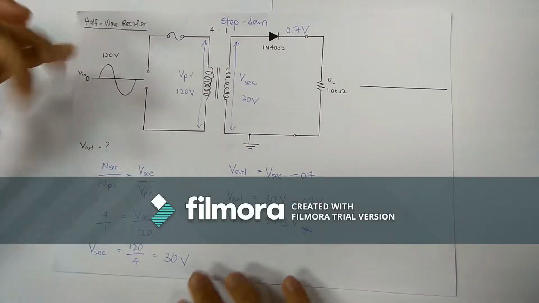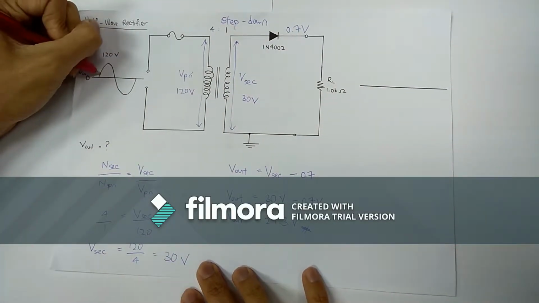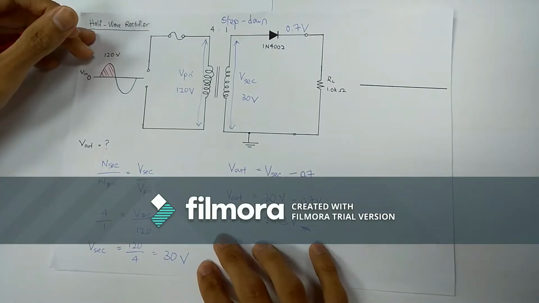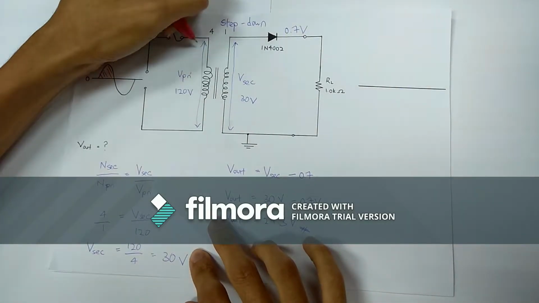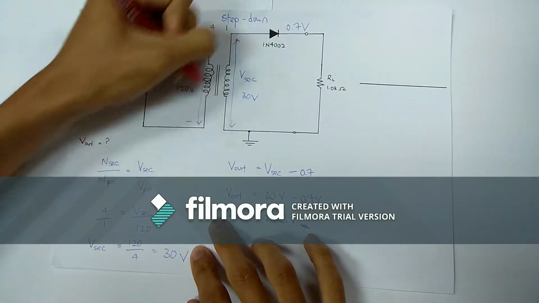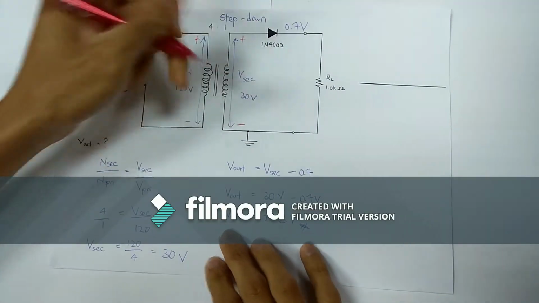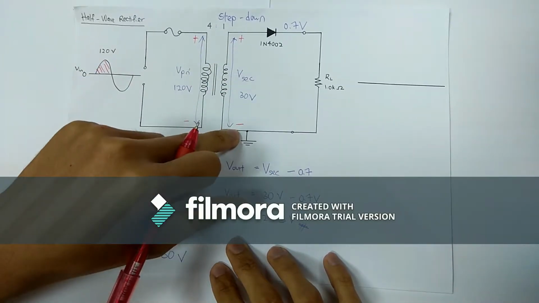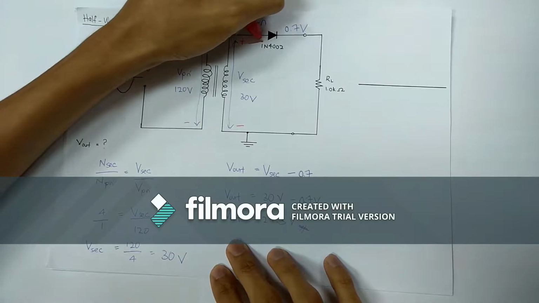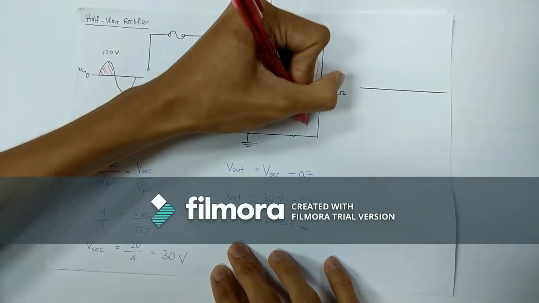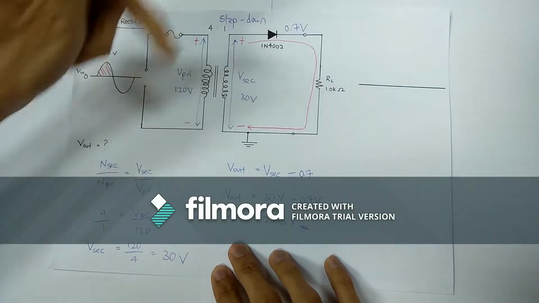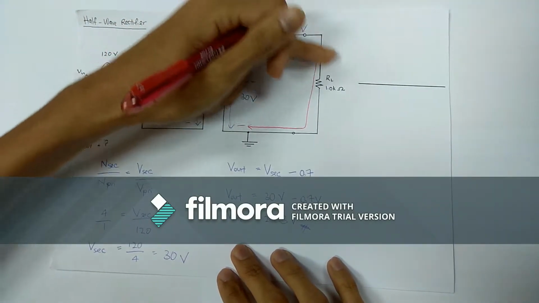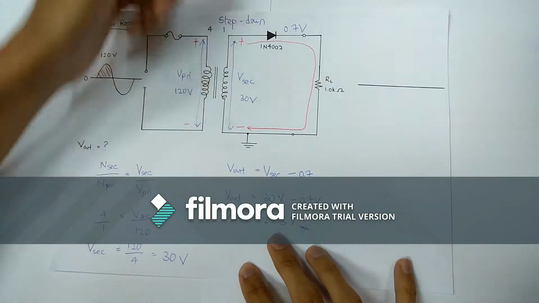At the positive cycle, the polarity is like this. The current will flow from the positive terminal to the negative terminal. The current will flow through the diode and then to the resistor. So the output voltage will look like this.